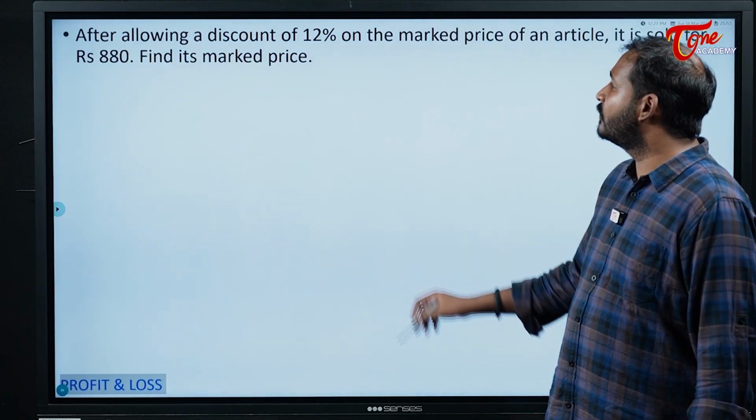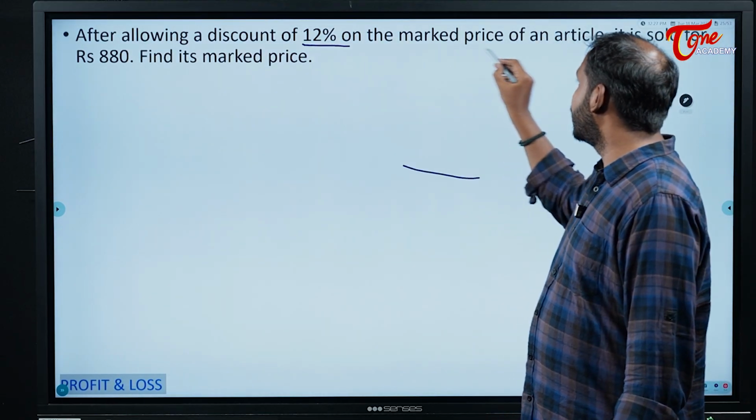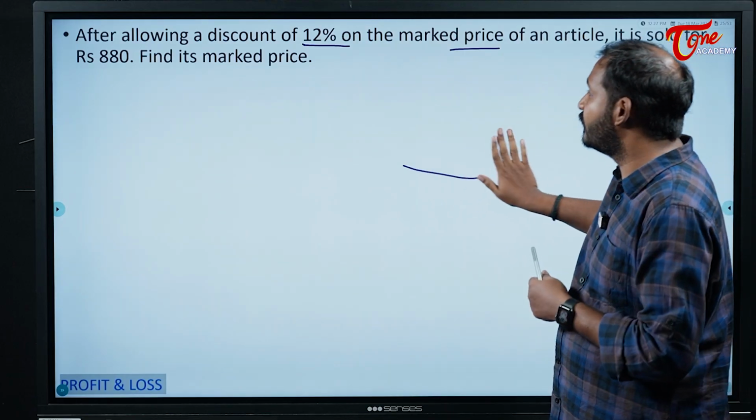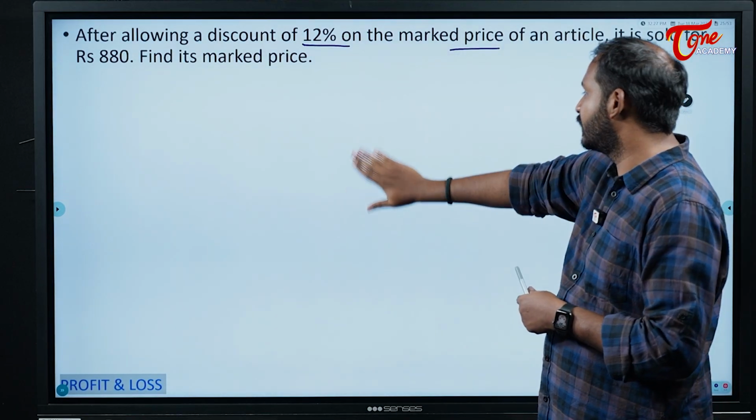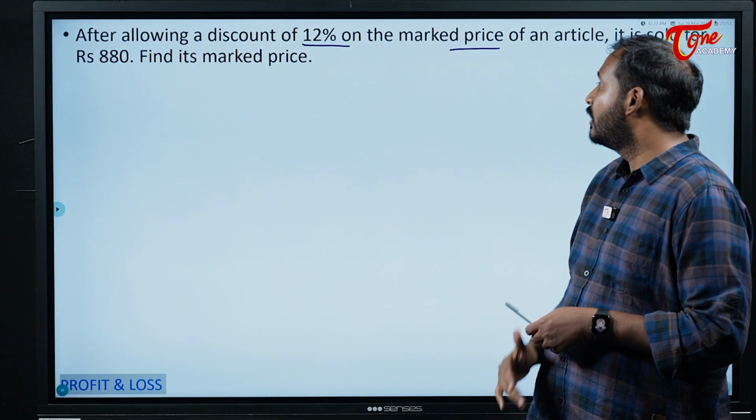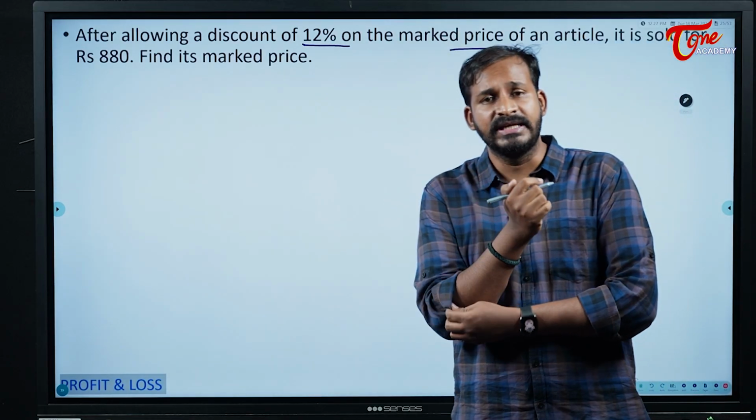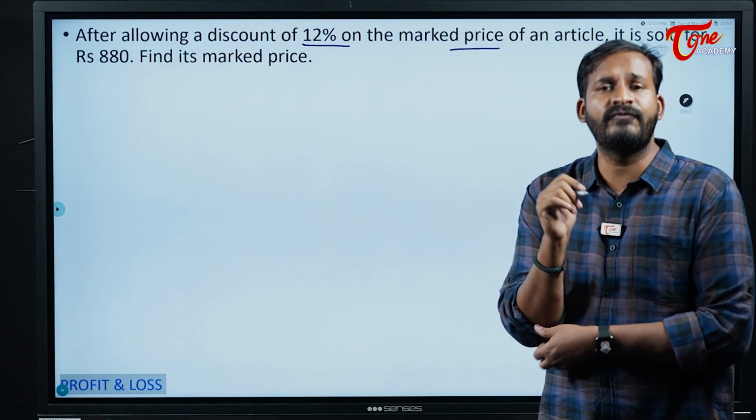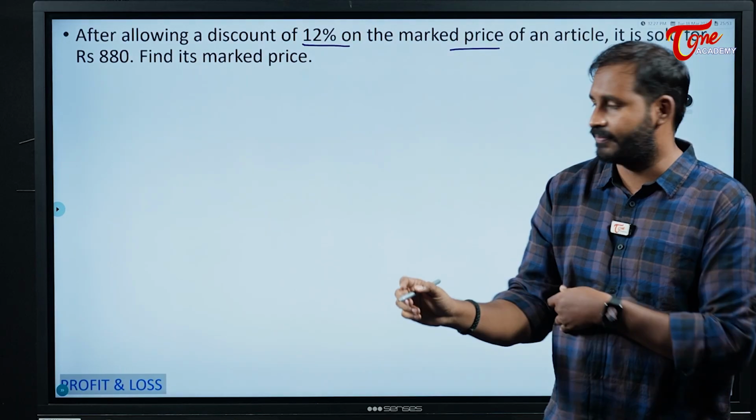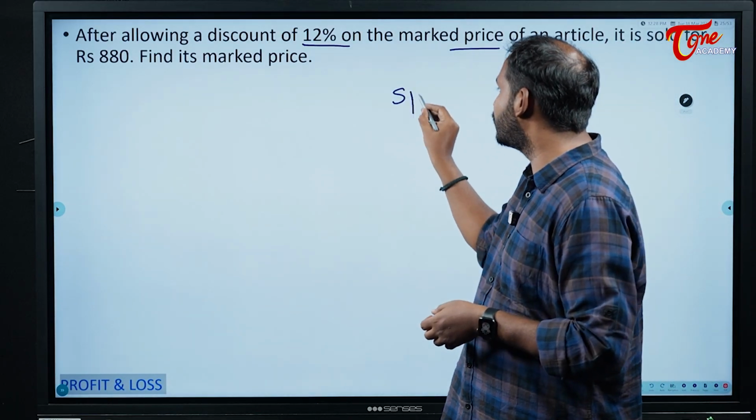After allowing a discount of 12% on the marked price, an article is sold for 880. Find the marked price. See here, students, after what discount are we selling the products here? After a discount of 12% on marked price. That means what is the selling price according to this?